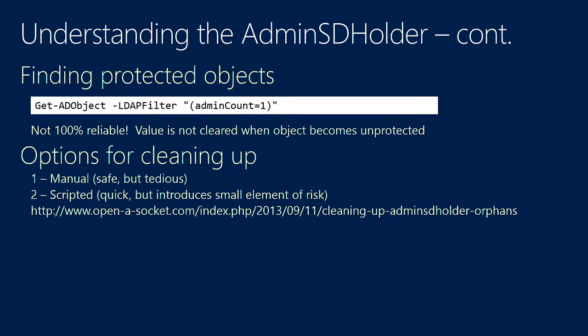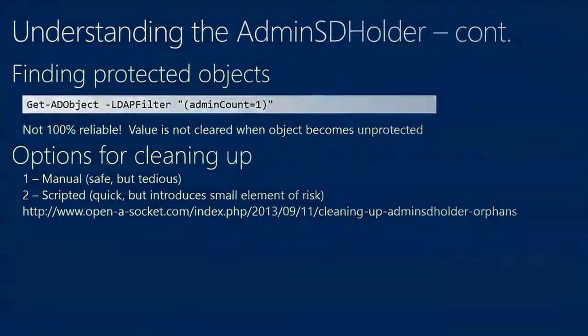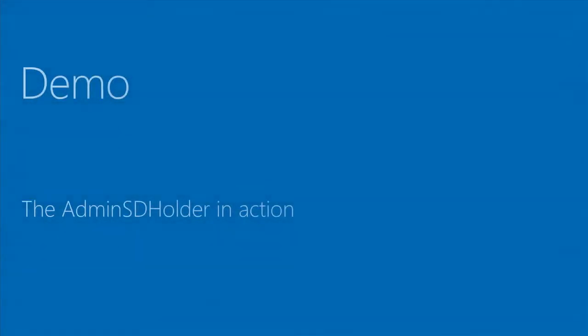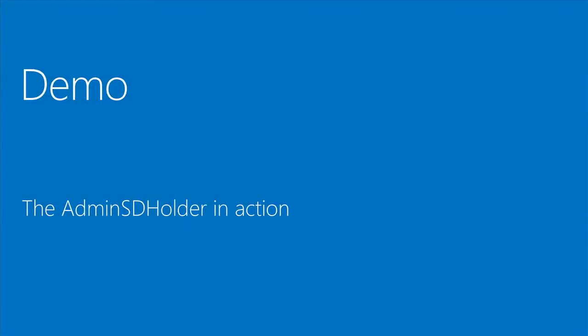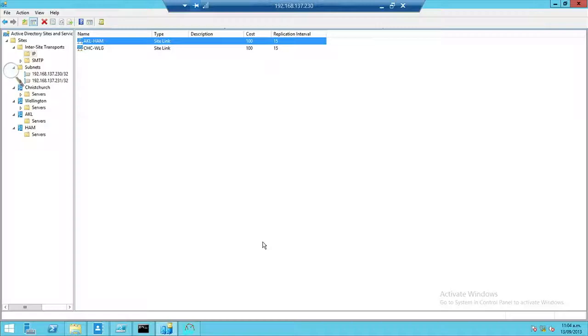The other one is that you might previously have had some delegations on an object prior to it becoming protected. Now, you've no idea what that is, so you can't go back in time. Resetting the inheritance flag as a workaround may actually change something that you previously had in place. So again, I would say that's a relatively small risk. Personally, I would take that risk because I think the benefits outweigh the risks in this case. So let's have a look at the admin SD holder in action.